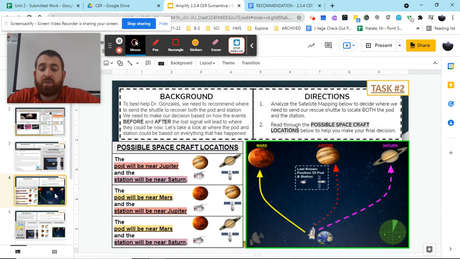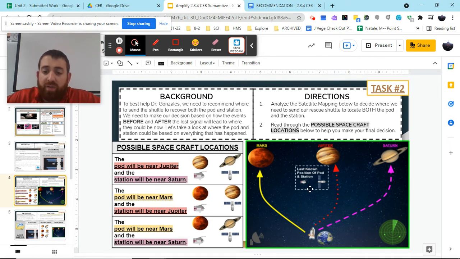So the first set of resources that you got is a satellite mapping of where the ground team believes the last known location of the pod and shuttle were. So if we're looking at the map here in the bottom right-hand corner, we'll see that the pod and the station were last known to be just outside of Jupiter. And we've got to figure out where we're going to send our shuttle from Earth to find the pod and the station. Now, the ground team thinks that they're going to be near some of our different planets in our solar system. So based on what has happened before and after the lost signal the first time, we've got to figure out where they're going to be in space.